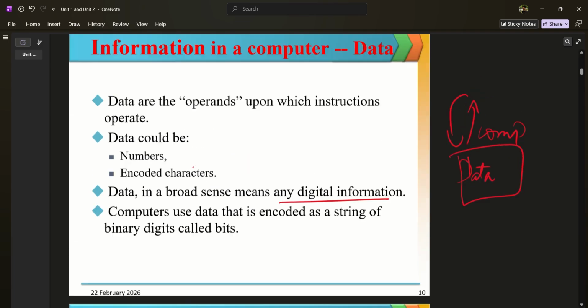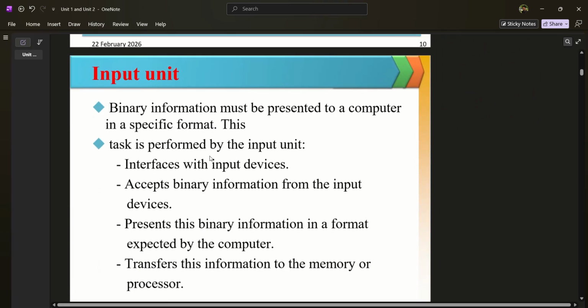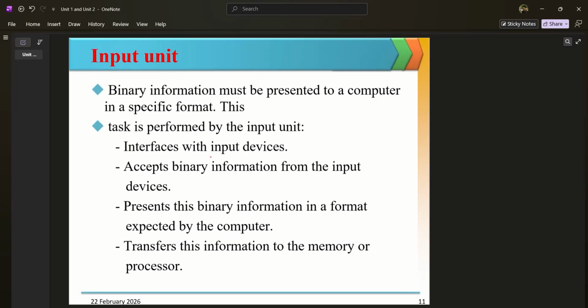In computers we represent data as an encoded string of bits, binary digits. Data is represented as an encoded string of binary digits. Combining binary and digits, we call them bits, to make it easier for us to go through that. Okay. Next, input unit.